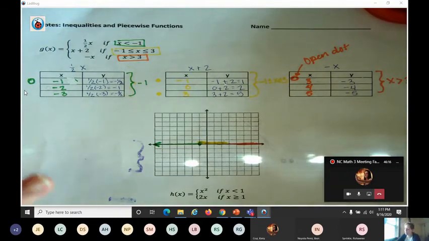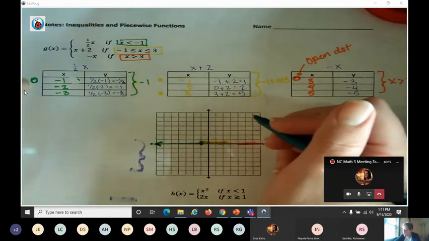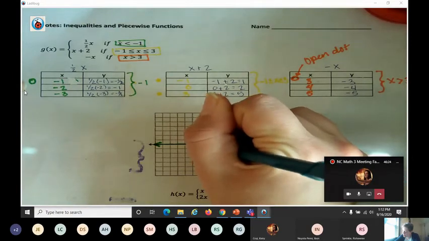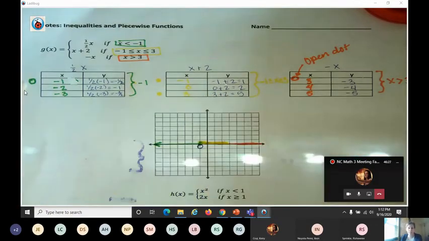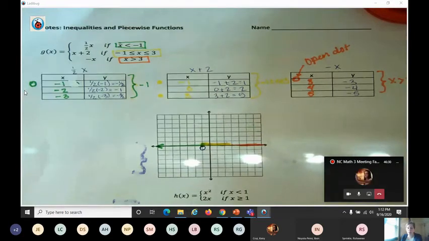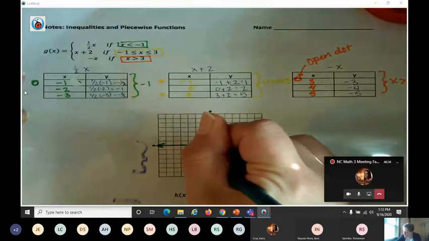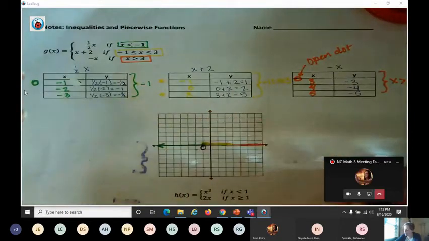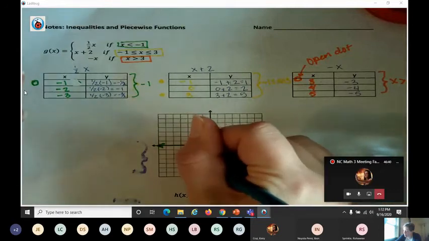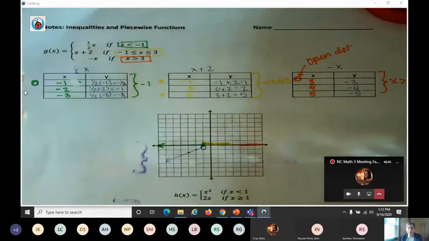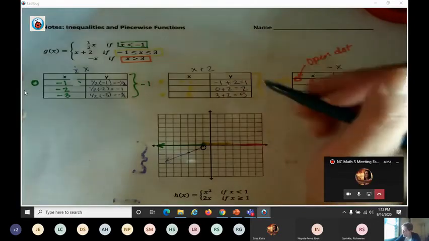So my first one, I should have an open dot at -1, -1/2. So right here. Then I'll put a point at -2, -1. And then I'll put a point at -3, -3/2. So I should get a function that goes down like this with an open circle.